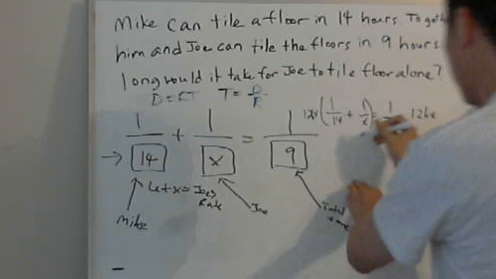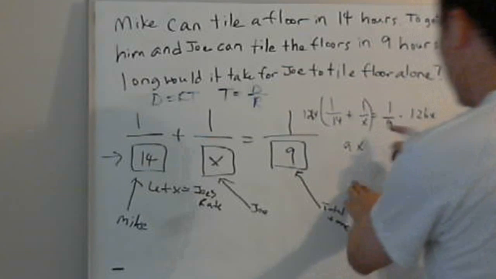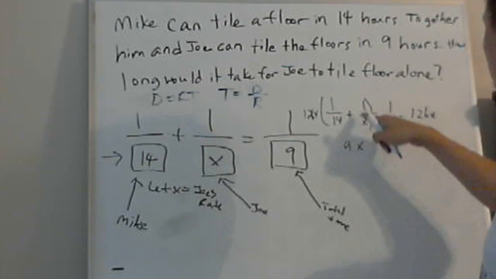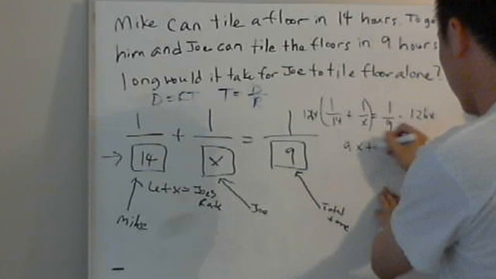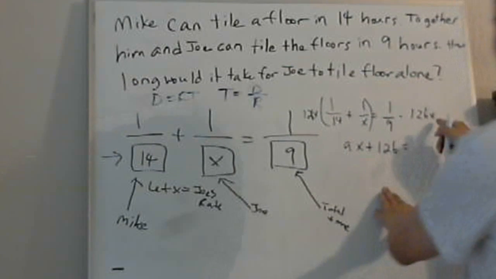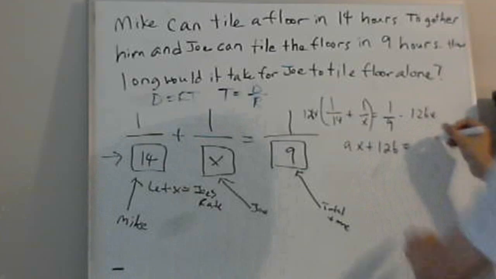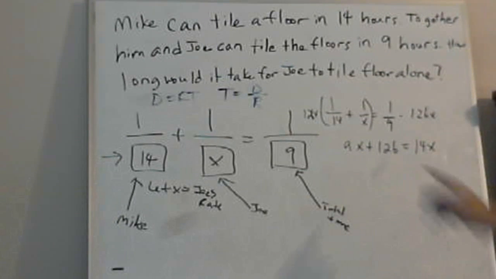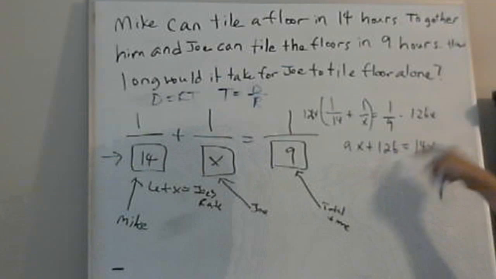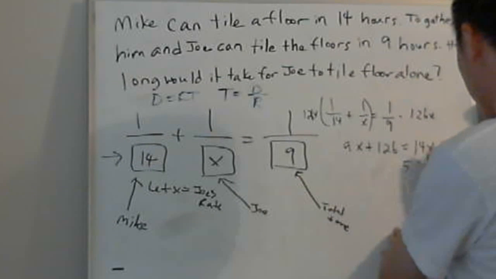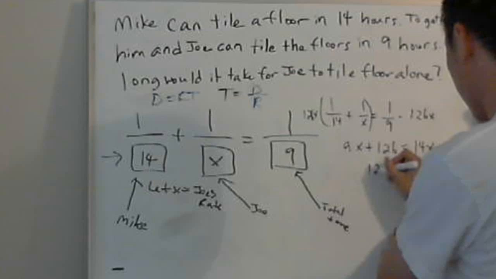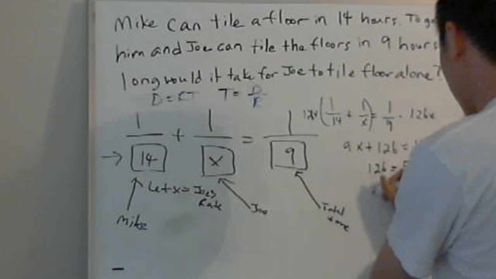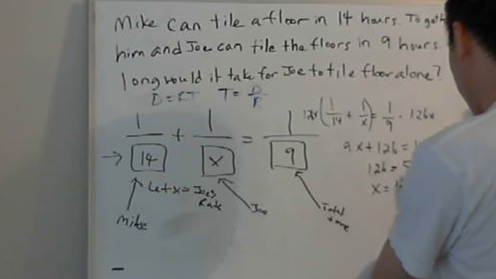126x divided by 14 is 9x. Okay. And then 126x distributed to 1 over x is just 126, right? And then 126x divided by 9 is just 14x. Okay? So what you can do now is subtract 9x on both sides, and you'll get 5x equals 126. And then you just divide by 5 on both sides, and you'll get 126 over 5.